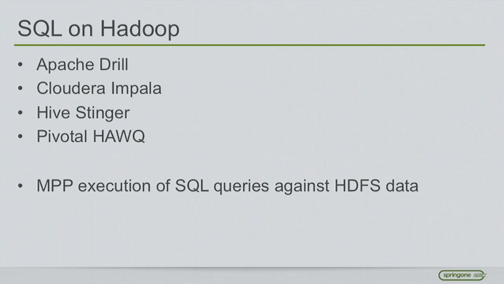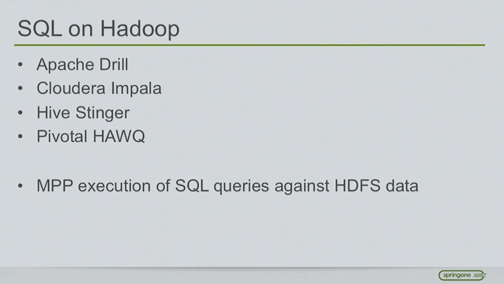The next piece is SQL on Hadoop. There are 4 that have sprung up in the past couple years, one of which is Apache Drill, which is being spearheaded by MapR; Cloudera Impala, being written by Cloudera; Hive Stinger, an effort by Hortonworks to basically make the Hive project 100 times faster, as they say; and Pivotal HAWQ, which is our offering.